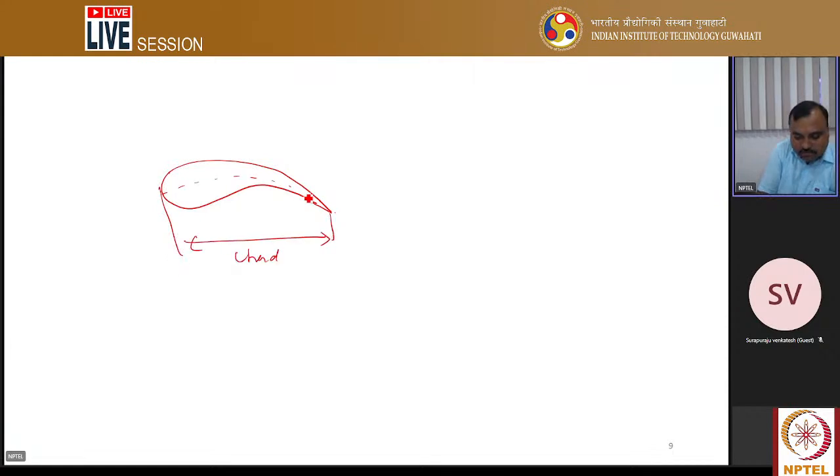A slight camberness is sufficient to provide sufficient lift. Okay, the suction side, and then you have the pressure side. So the pressure differential actually acts to lift the system. Okay.